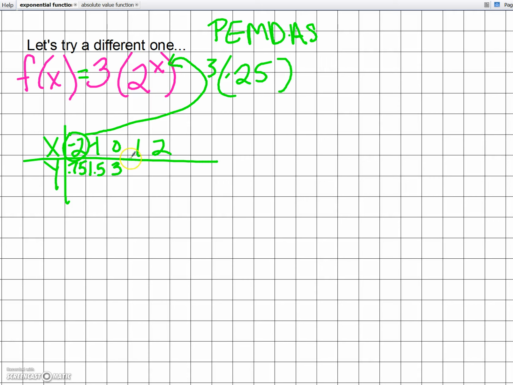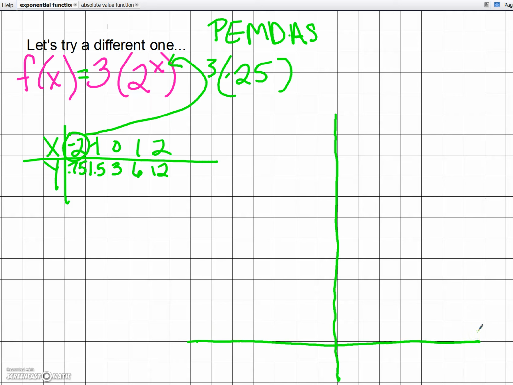2 to the first power is just 2, 2 times itself, 1 time is 2, so 2 times 3 is 6. And then 2 squared is 4 times 3 gives us 12. So I'm going to make the graph over here because it's going to be a little larger. I don't have any negatives, so I'm going to just do my bottom line way down here.